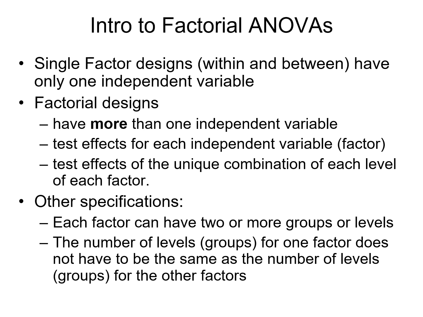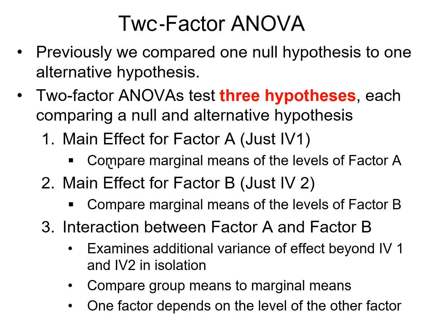That's really the only requirement. Now, as I said, it starts to get ridiculously complex in how we analyze that information, which is why we're going to stick with the 2 by 2 for this class. So the two-factor ANOVA: previously we compared one null hypothesis to one alternative hypothesis. A two-factor ANOVA test has three hypotheses, each comparing the null effect and the alternative hypothesis.